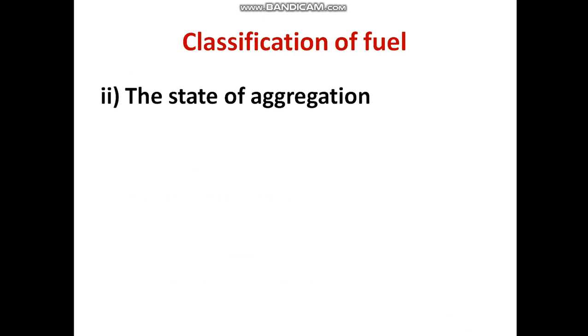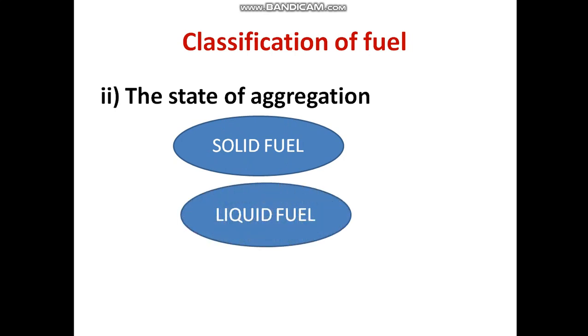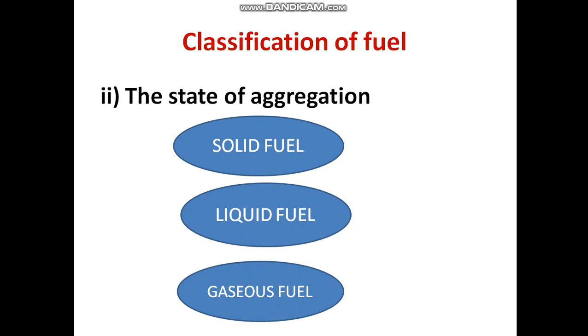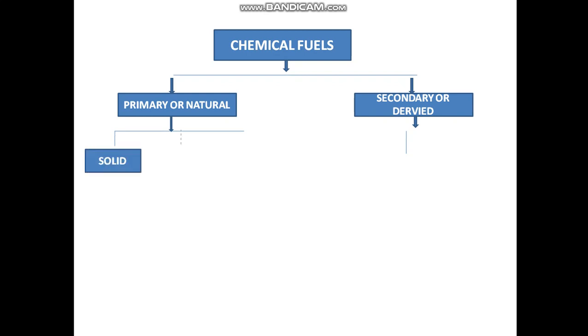Now the second thing is the state of aggregation, meaning the state of the fuels. The first is the solid fuel, second is the liquid fuel, and third is the gaseous fuel. So these are the three states of aggregation. Now let's have a look at the chart, how they are classified. The chemical fuels are classified as primary or natural fuels and secondary or derived fuels. In primary fuels, we have solid, liquid and gas. So these are the three forms of the primary or natural fuels.